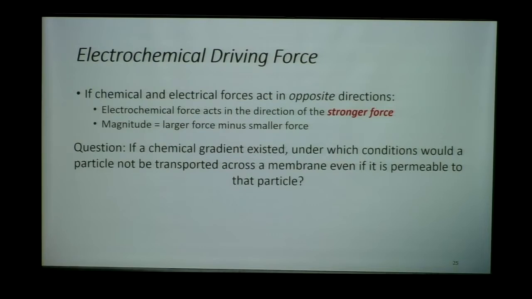Let's look at a question here. If a chemical gradient existed, under which conditions would a particle not be transported across a membrane, even if the membrane is permeable to that particle? So if we had a concentration gradient, under what condition would there be no movement of that particle, even in the case where the membrane is permeable to that particle?